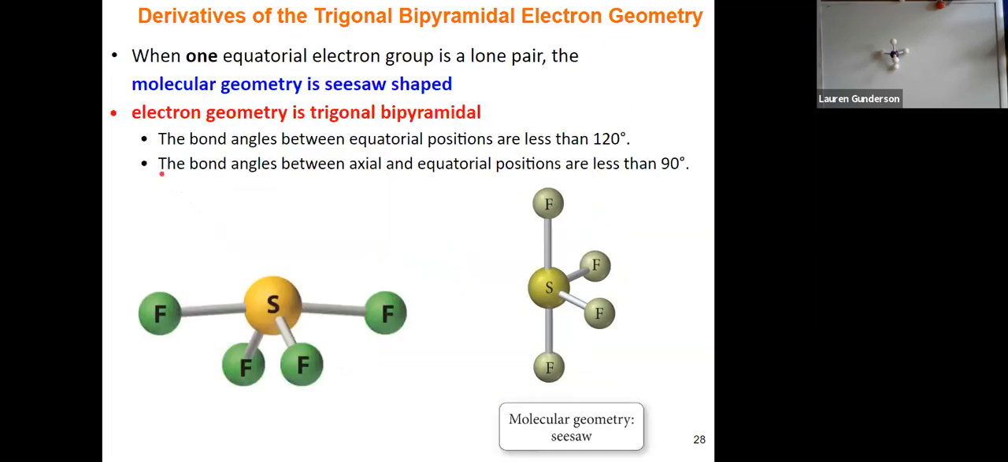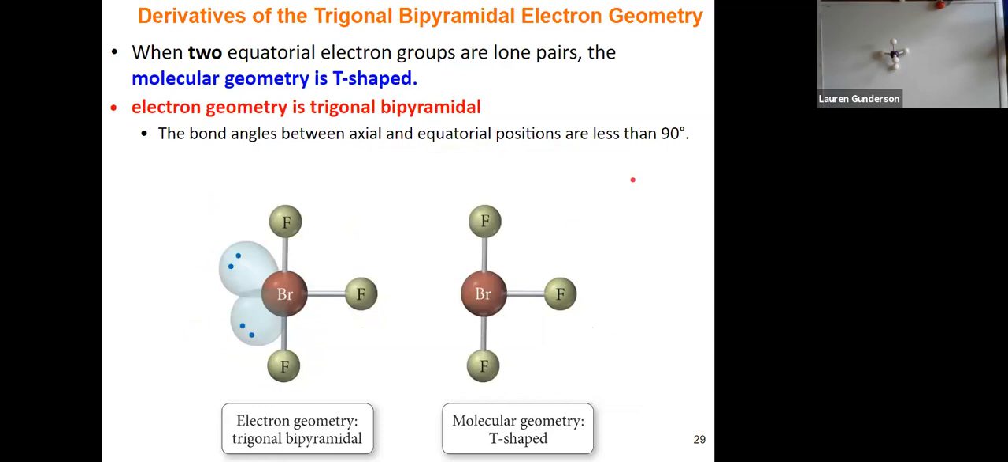Okay, so now let's look at the different shapes. If we replace one equatorial electron group with a lone pair, that molecular geometry is called a seesaw shape. If you look at this, you can see why, because it looks like the two seats on a seesaw. So your electron geometry is still trigonal bipyramidal, but your molecular geometry is seesaw. All of your bond angles are going to be less than ideal in both cases: less than 120 in the equatorial position, less than 90 degrees in the axial position.